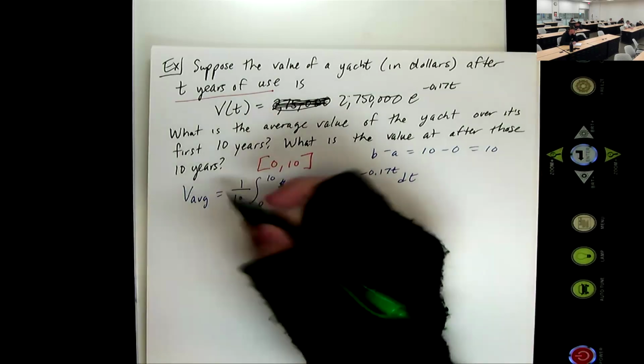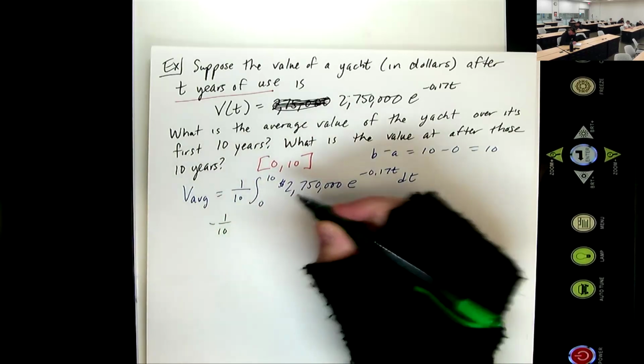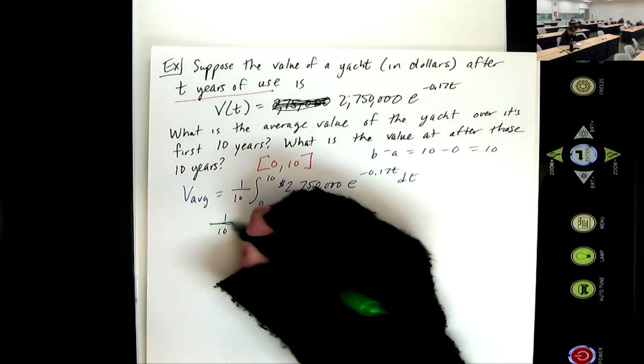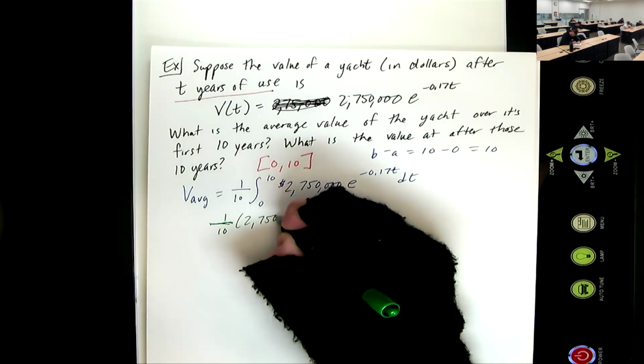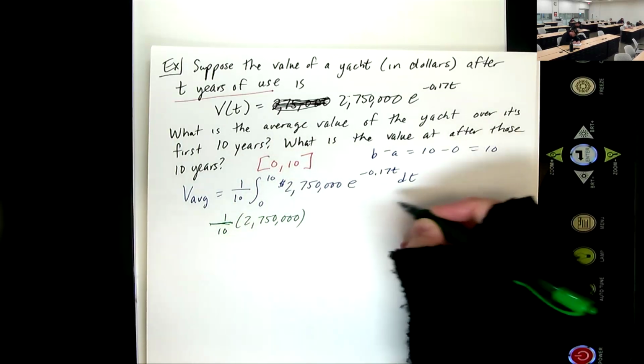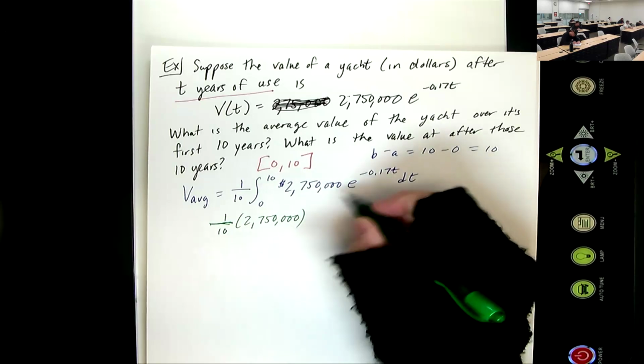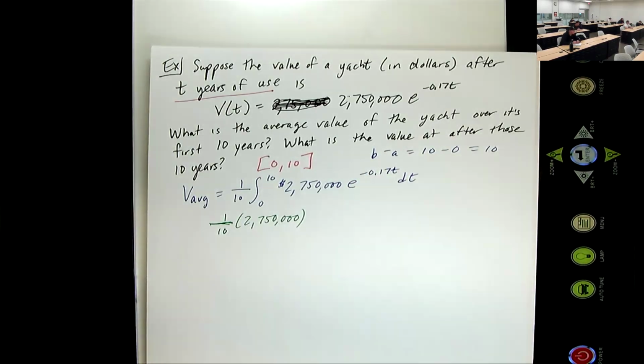This is just a simple integral. 1/10, positive 1/10, I don't know why I got an okay. And then I got the 2,750,000. And then I'm integrating that. What is the integral of that? It's still e to the negative 0.17. It's close. Is it just positive? Or is it?